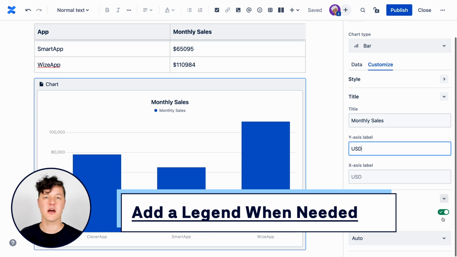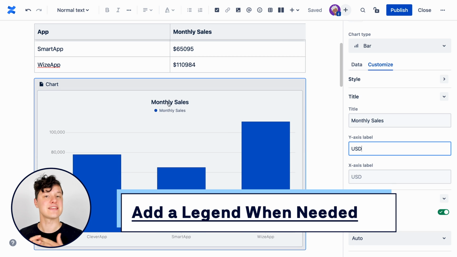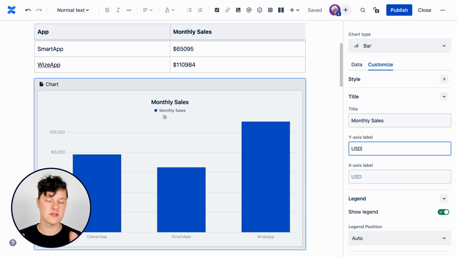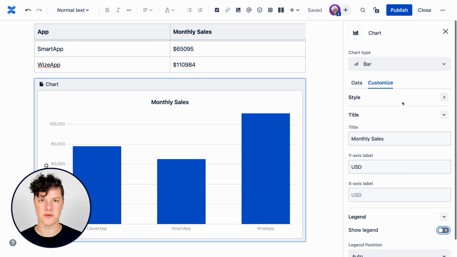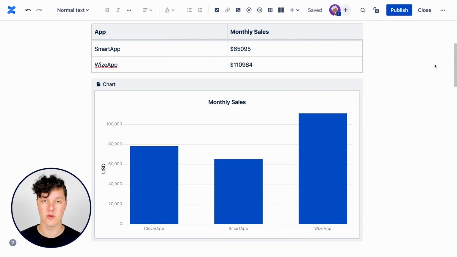Also, let's talk about the legend for the chart. In some cases, you absolutely should have a legend so people know what are the different data series that you're looking at. In other cases like this one, I'm just looking at the sales of my different apps. And so I don't need to have a legend telling me these are apps because I already know that. So in that case, I'm gonna hide the legend. So titles required, legend optional. So this is a really basic chart and that's great. But let's talk about the different charts we can use and the best ways to use them.